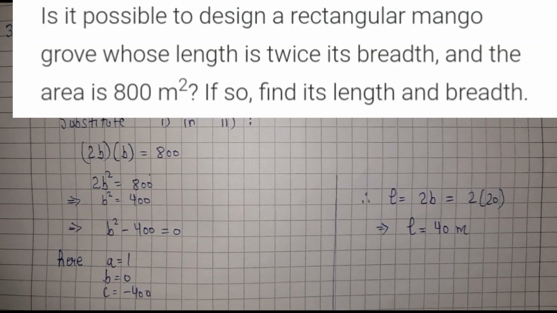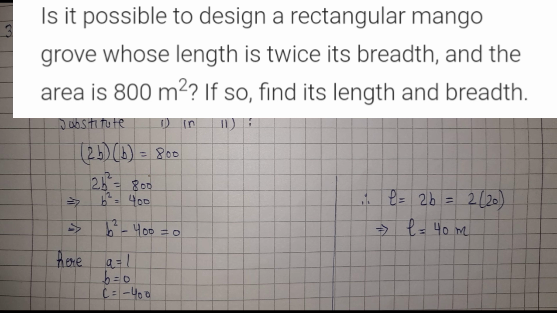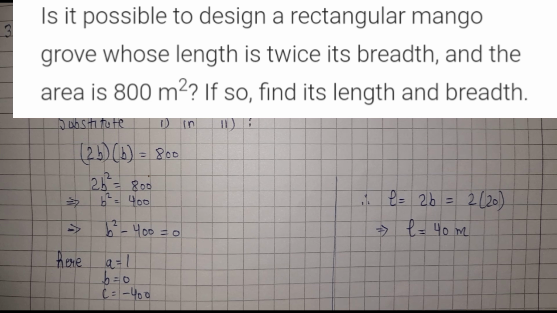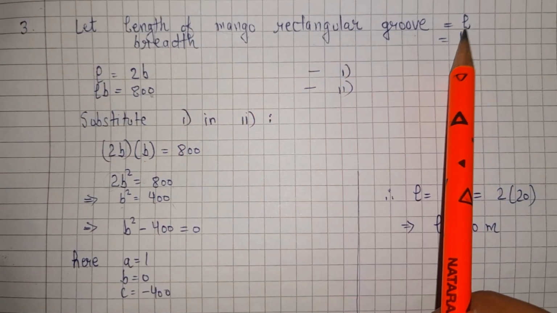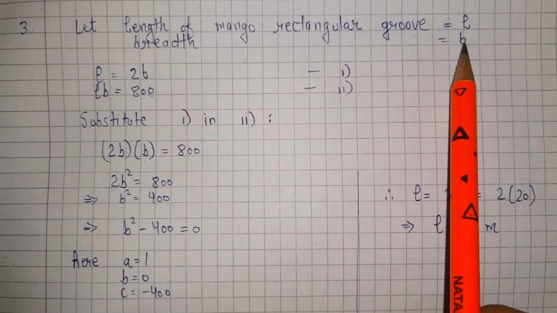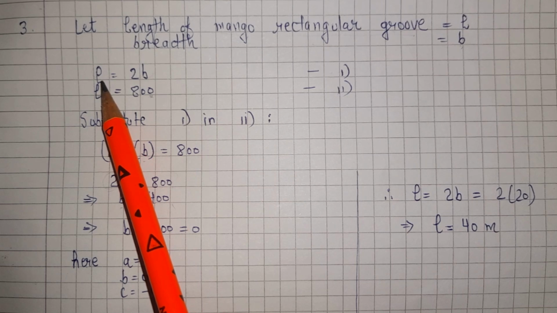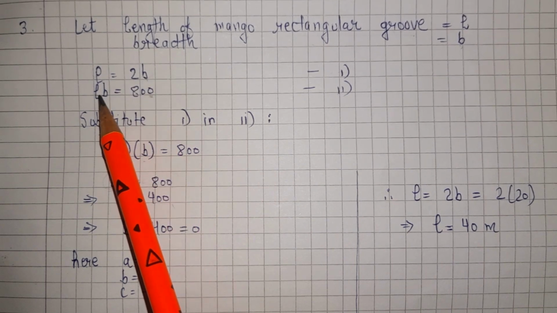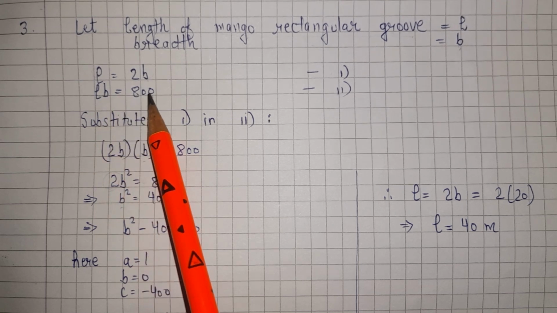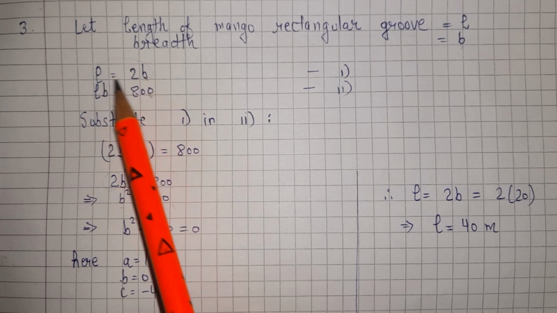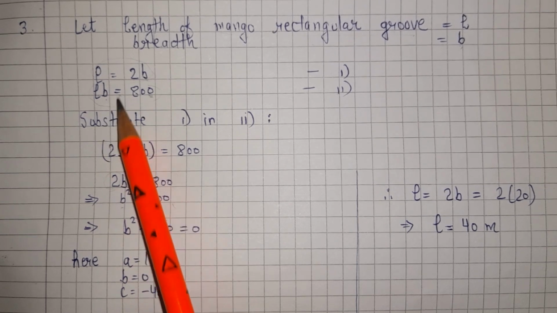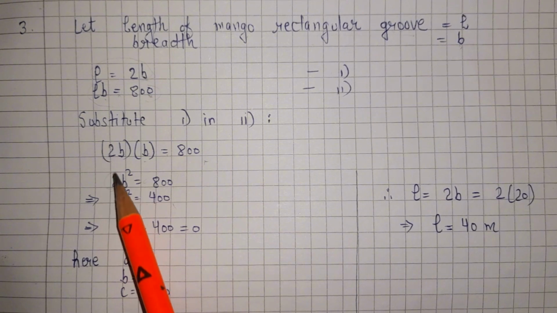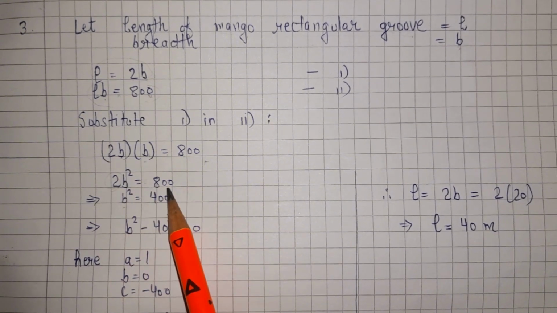Third question. Is it possible to design a rectangular mango grove whose length is twice its breadth and the area is 800 meters square? If so, find its length and breadth. Let the length of the rectangular mango grove be L and the breadth be B. According to the question, length is twice its breadth and area, that is L into B, equals 800 meters square. Now substituting this value of L in the second one, we will get 2B into B equals 800. 2 as it is, B into B becomes B square, 800 as it is.